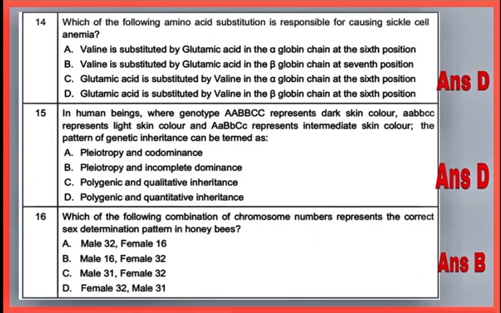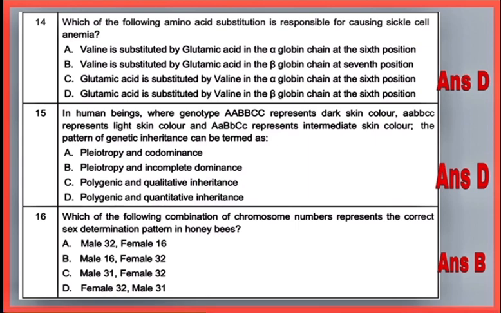Question number 14. Which of the following amino acid substitution is responsible for causing sickle cell anemia? Option D. Glutamic acid is substituted by valine in the beta globin chain at the 6th position. This causes sickle cell anemia.